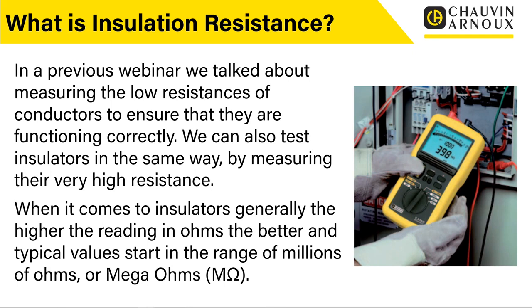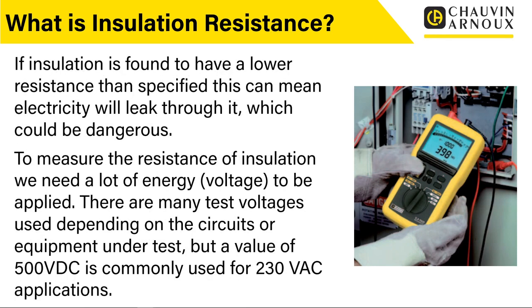So when we're looking at readings, we're talking very, very high values. Remember when we talked about low resistances, we were talking in milliohms and micro ohms. Well, now we're talking the other end of the scale. We're talking in millions of ohms or billions of ohms. So if insulation is found to have a lower resistance than specified, this can mean electricity will leak through it, which could be dangerous.